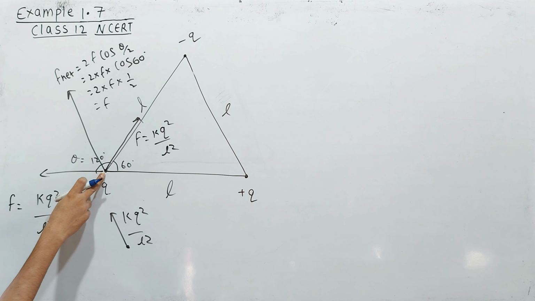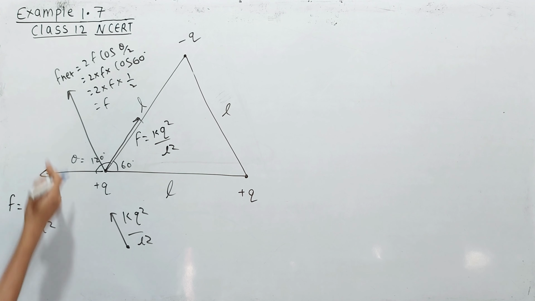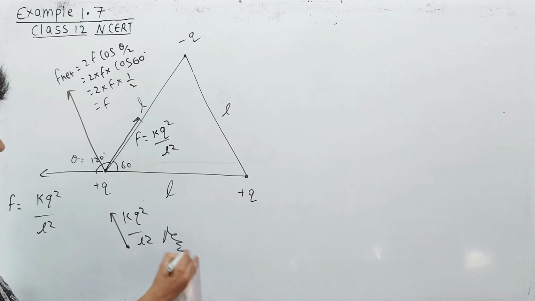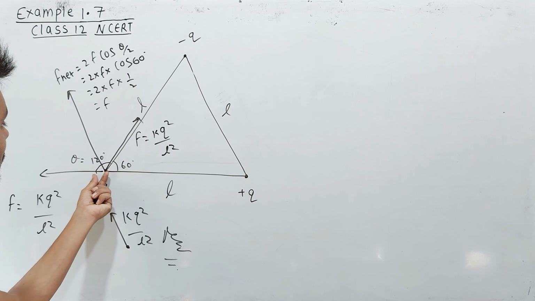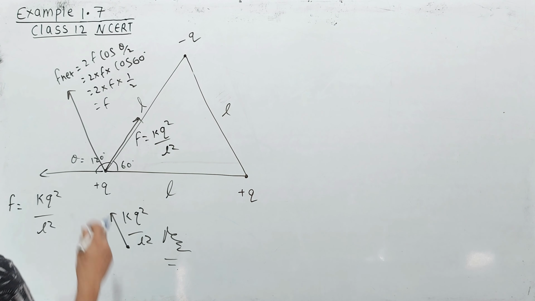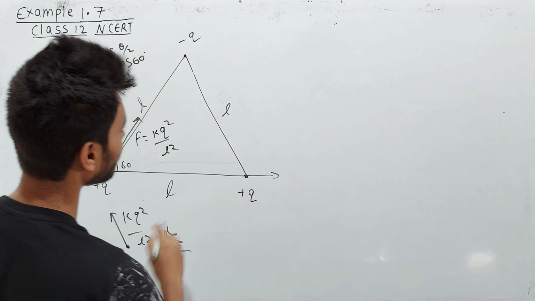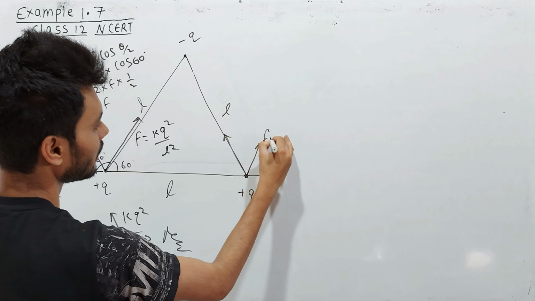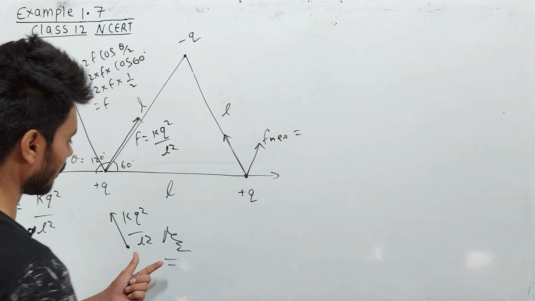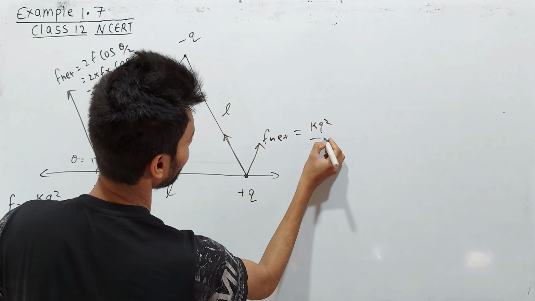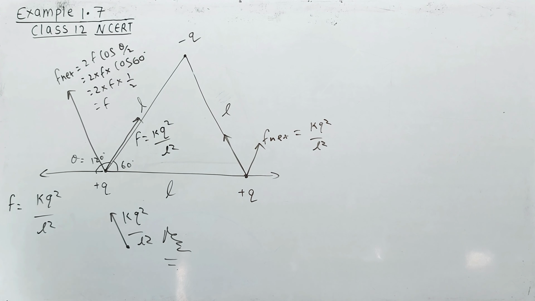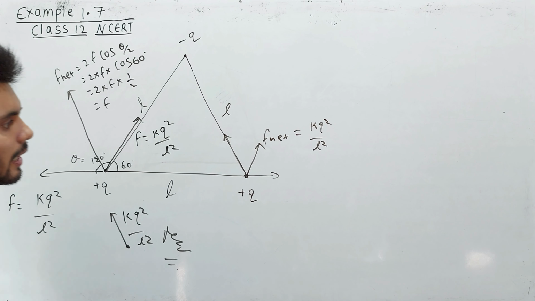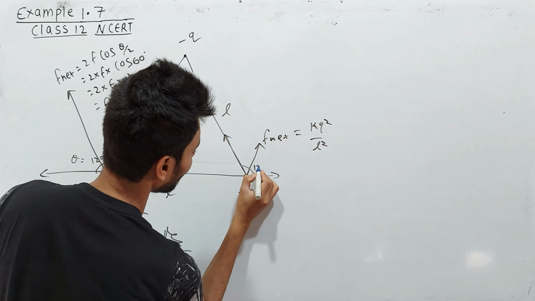Therefore the net force on this charge will be towards this direction, and it will be KQ squared by L squared. That is the answer. Similarly, the situation is the same in this condition. This positive will repel towards this, and this negative will attract towards this, and the net force will be in this direction, and it will also be KQ squared by L squared from symmetry. This will attract, and the angle is 120 degrees.